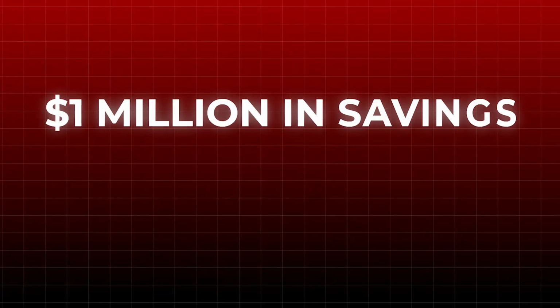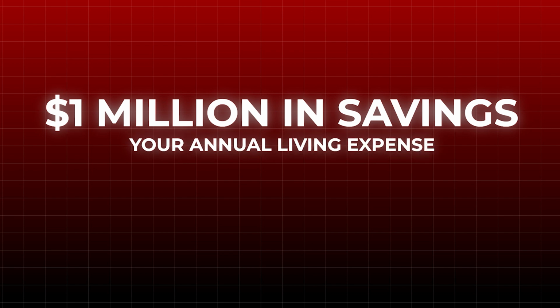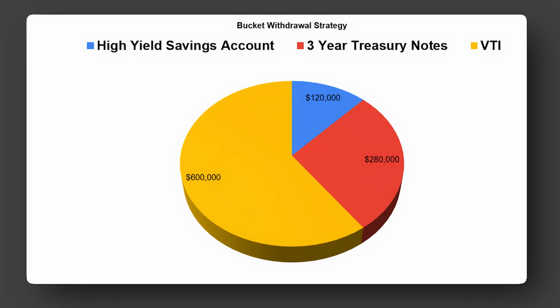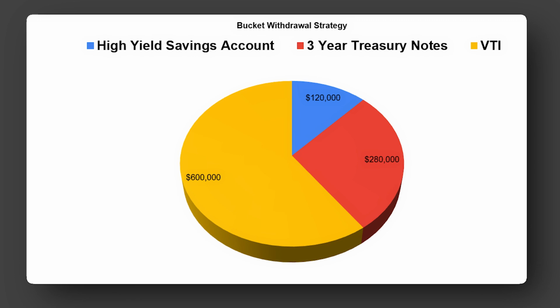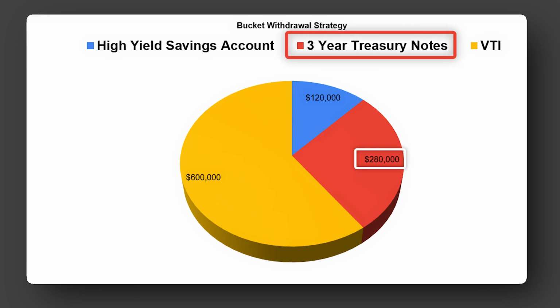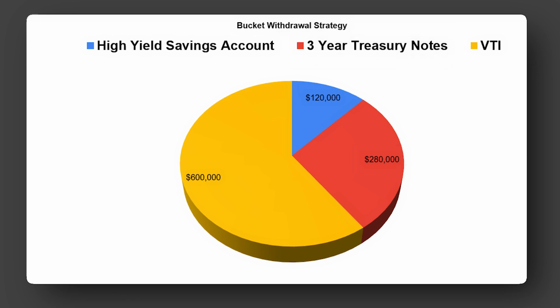Let us understand this through a simple example. Let us say you have $1 million in savings and your annual living expenses are $40,000. Now you can allocate the funds as follows. Put about 3 years of your living expenses, or $120,000, in a high yield savings account or money market account. Invest about 7 years of your living expenses, or $280,000, in 3-year US government treasury notes. Finally, invest the remaining $600,000 in the total US stock market index fund such as VTI, which is a low cost index fund that invests in all stocks listed on the US stock exchange.